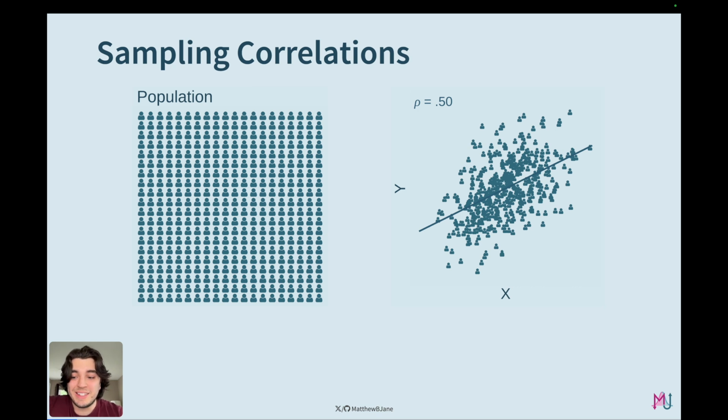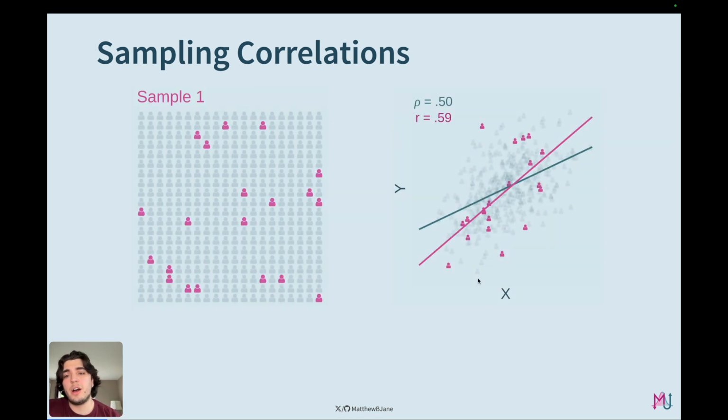So let's say we find that the correlation among all people in the population between some variable x and some variable y is a correlation of 0.50. Okay, so our population correlation between x and y is 0.50. However, we generally don't have access to the population, so we might have to conduct a study where we take some sample from the population.